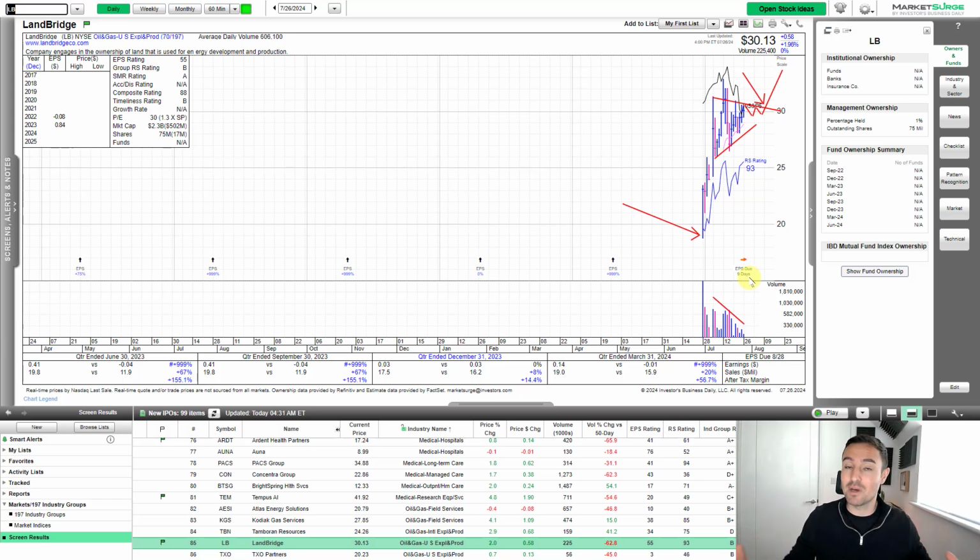But that there is my favorite IPO screen to be running on Market Search. As I said, it is really, really simple. I'm looking for stocks that have IPO'd in either 2023 or 2024. I put a minimum requirement in terms of the market cap. That then takes the database down from around 10,000 to 99 results at the current time of filming this.